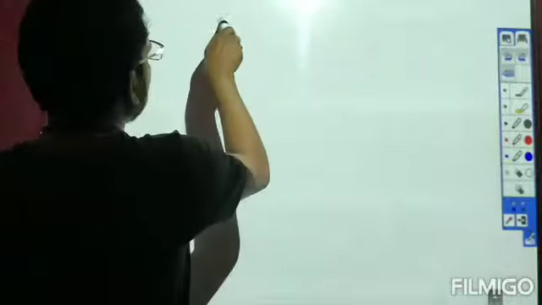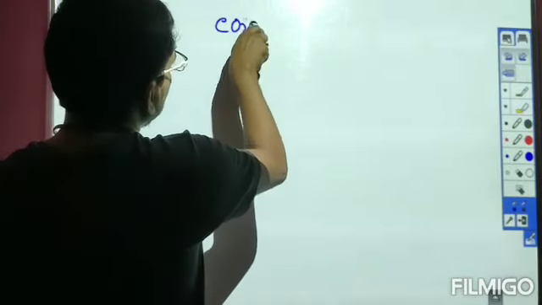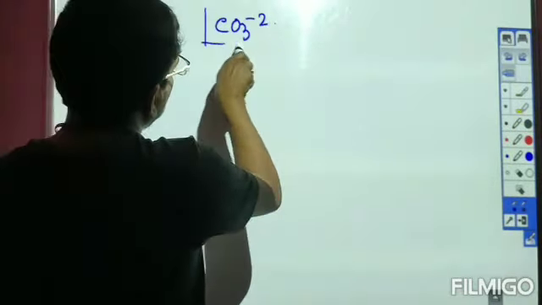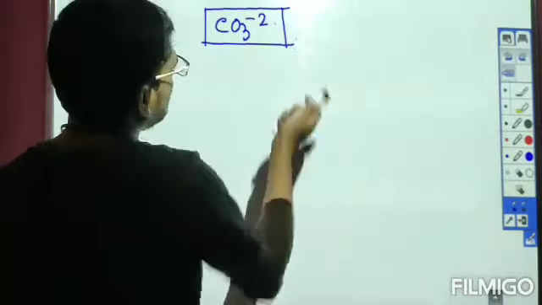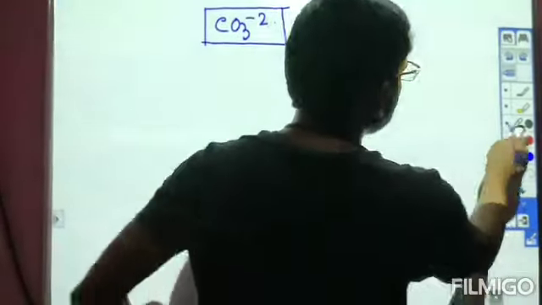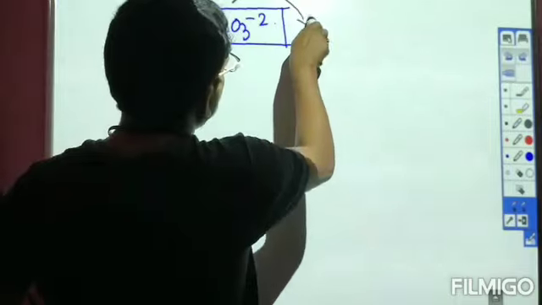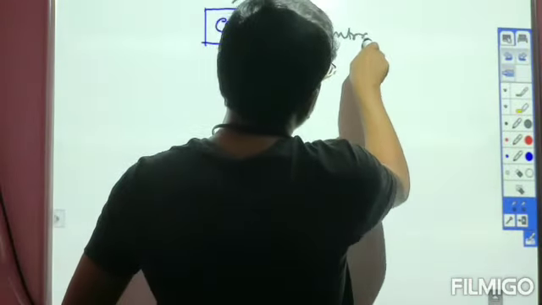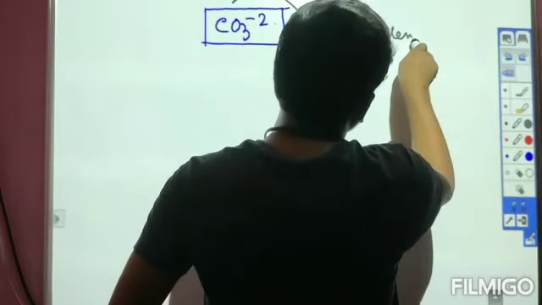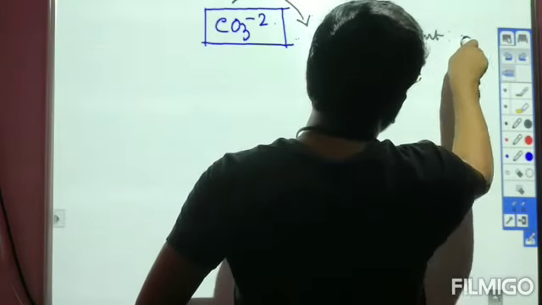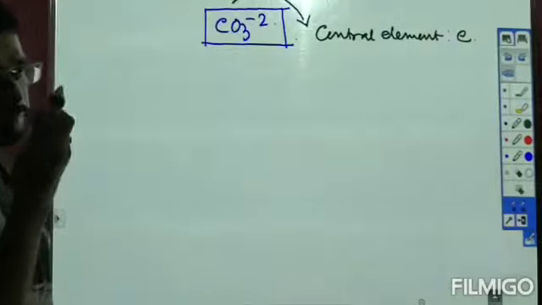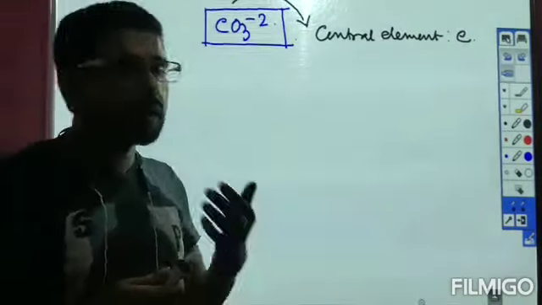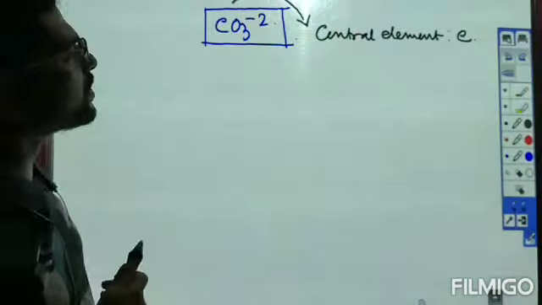CO3 minus 2. What do we do? We look at the central atom. What is the central element? Of course, carbon. Carbon is the central element.